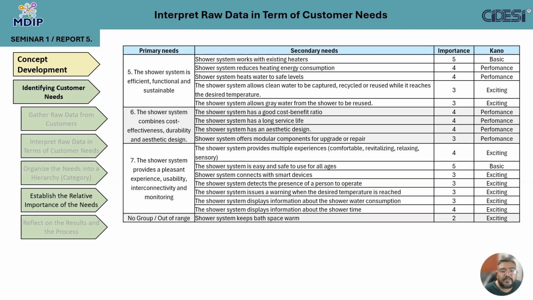Another important activity in this step was to assign relative importance to the secondary needs. This was done by numerically evaluating them from 1 to 5, where 5 indicates critical importance. In addition, the Kano model helps us identify which characteristics or attributes of the described needs are basic, performance, or exciting. This will allow us to identify a differentiating attribute in our development.